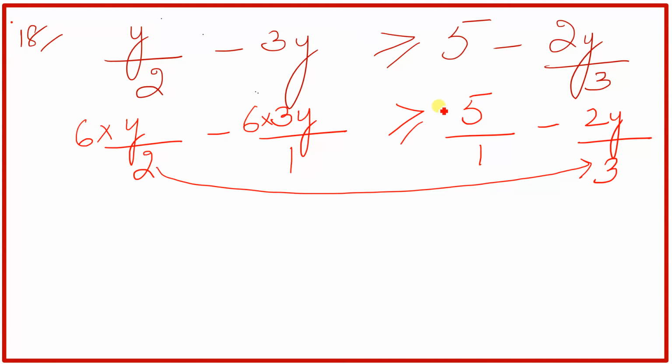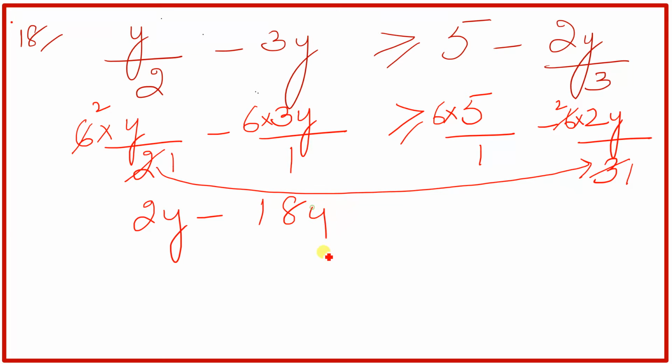I can write it down here. So in this way, see, now 2 ones are 2, 2 threes are 6. Here 3 ones are 3, 3 twos are 6. See, now we have all 1. So multiply it. In the numerator we have only 2y left. Negative 6 times 3 is 18y. Here is 30, negative 4y. See, now we have 1, 1, 1, so there is no need to write 1 in the denominator.